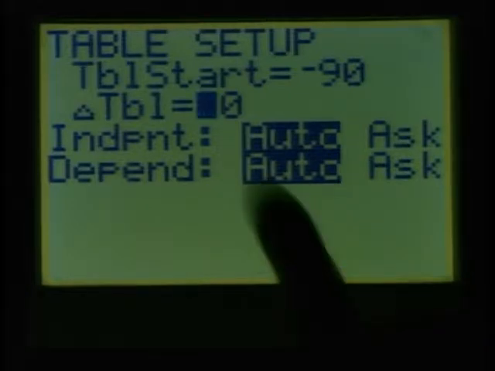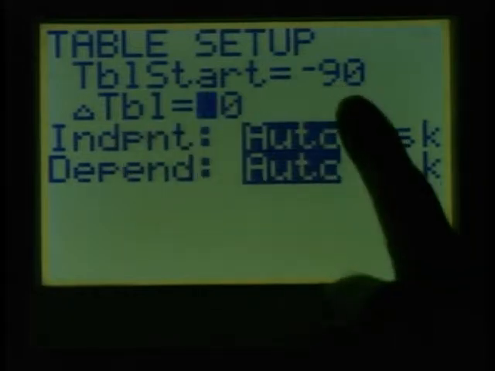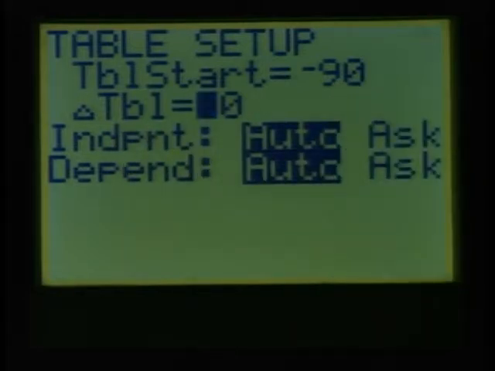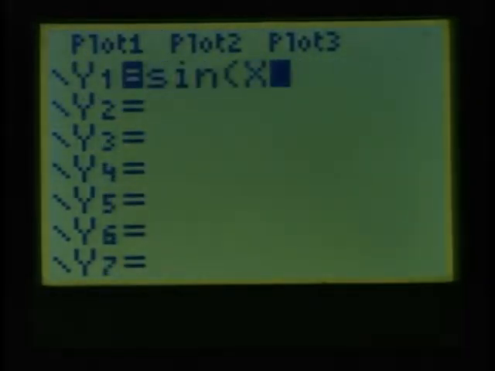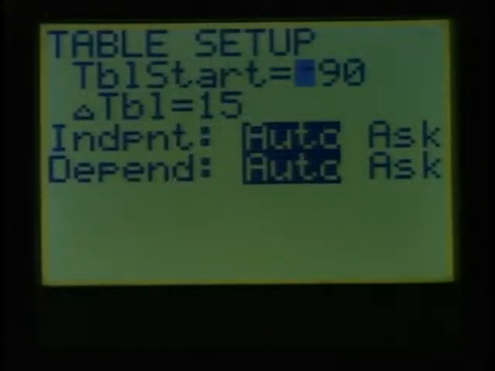What increment do I want to put here on my table? Starting at minus 90 degrees. 15 degrees for my increment. And then I need to go to y equals, and I'm going to put in here the sine of angle x. Excuse me? What did you put as the table? Second window. Okay, table set is on the window key, and I start with minus 90, negative 90, and the increment is 15. Delta, the change in the table, is 15 degrees.